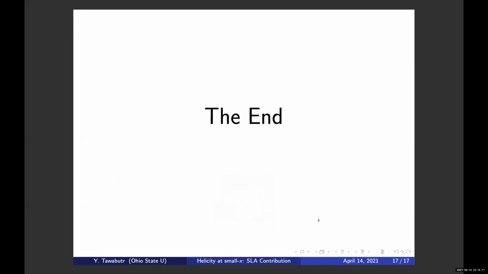Then let me ask, I'm just curious. Has anybody ever tried to resum the single logs given the build-up context? Yeah, for helicity distribution, as far as I know, I have not seen it in the small x equation. Okay. Very good.